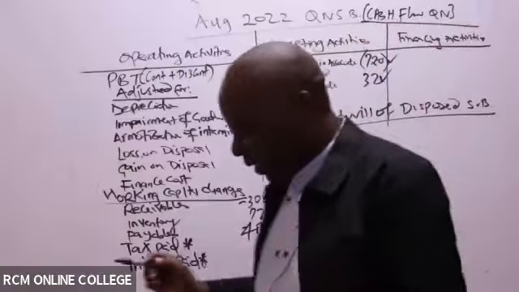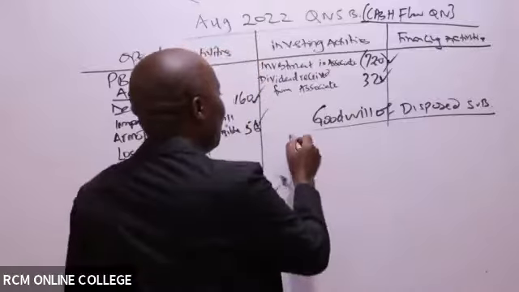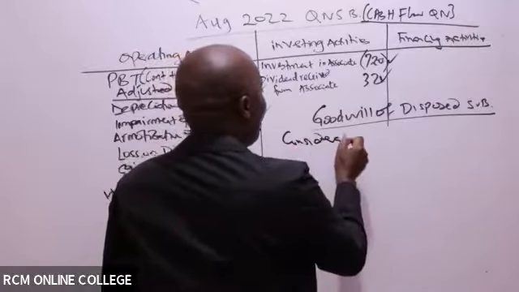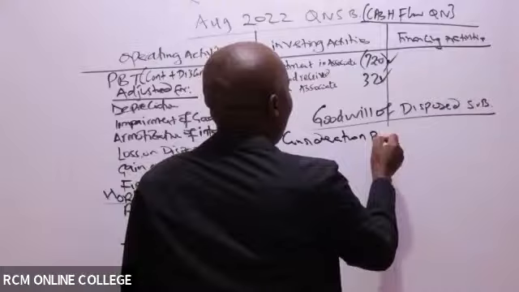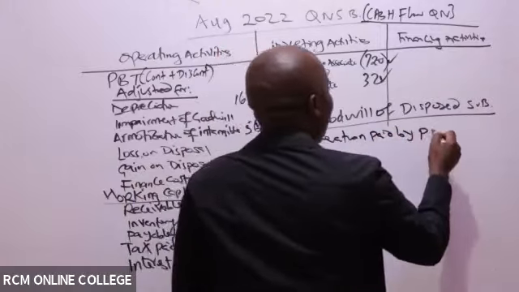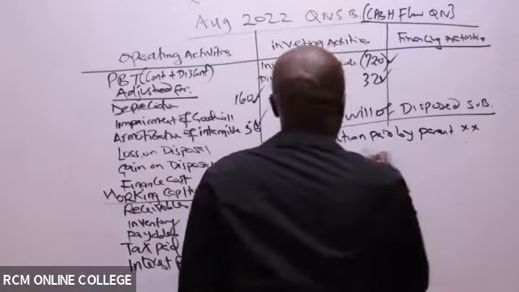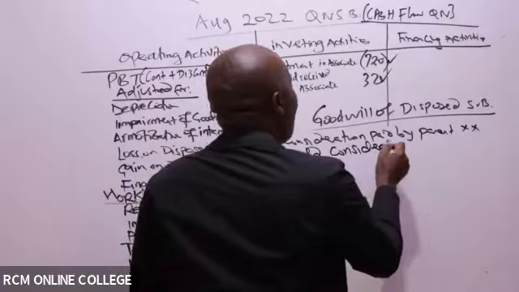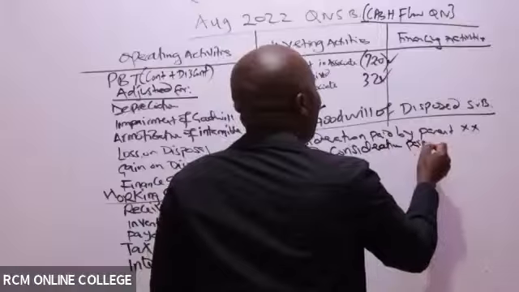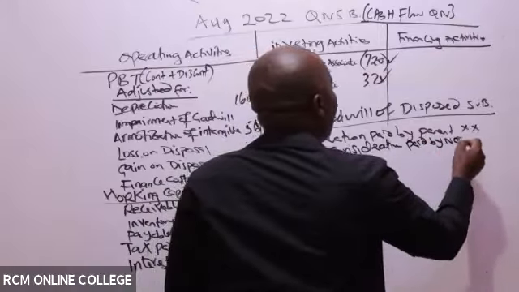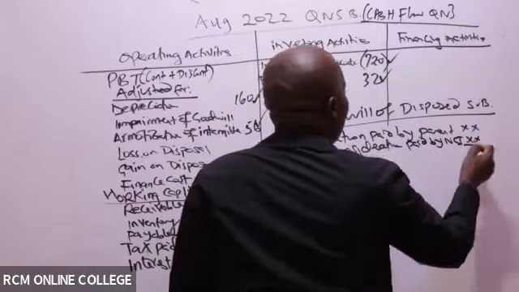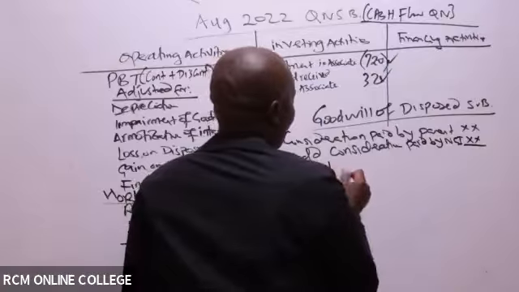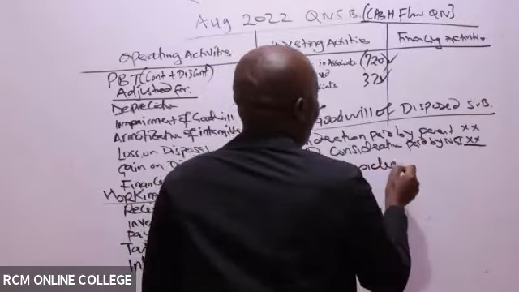We shall take, in this case, the purchase consideration. Consideration paid by the parent. By the parent, you add the consideration paid by NCI. And then you come here and get the total consideration.